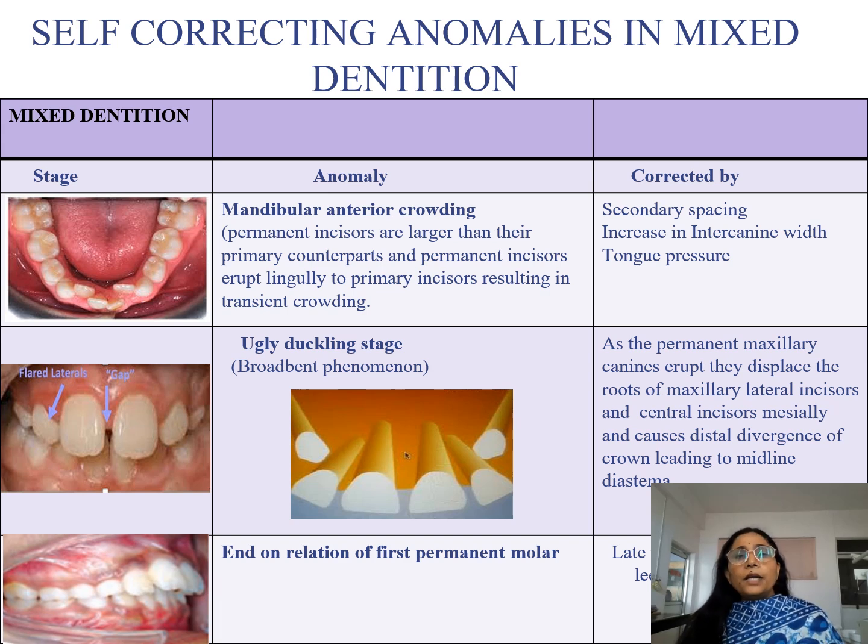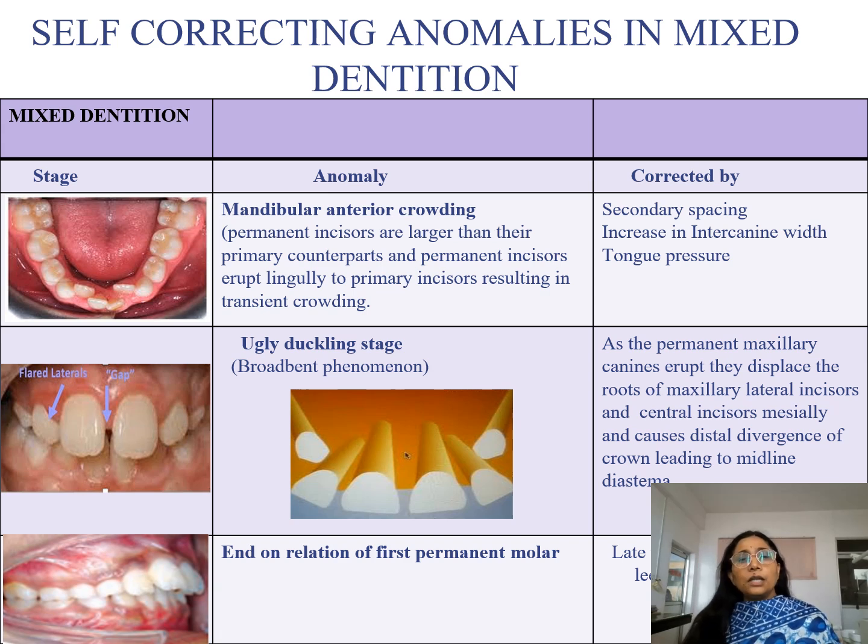As we know, the permanent incisors are larger than their primary counterparts, and the permanent incisors also erupt lingually to the primary incisors, resulting in transient crowding. And this condition is corrected by secondary spacing, increase in the intercanine width, and by tongue pressure.